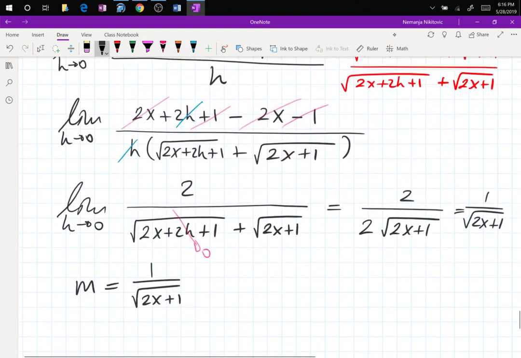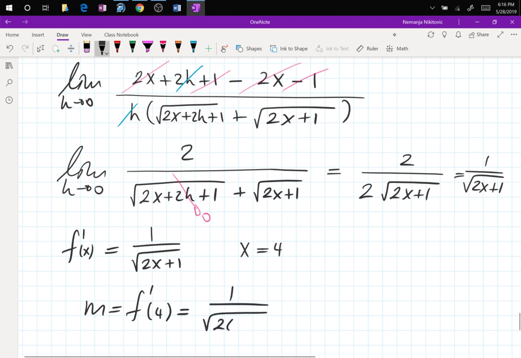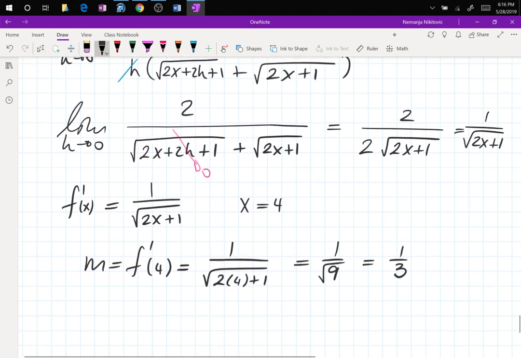They want the slope at 4. So for x equals 4, we have that the slope, this is the derivative, f prime. m is equal to f prime computed at 4, which is 1 over square root of 2 times 4 plus 1, which is 1 over square root of 9, which is 1/3. You plug in the value. You plug in 4 into the formula.